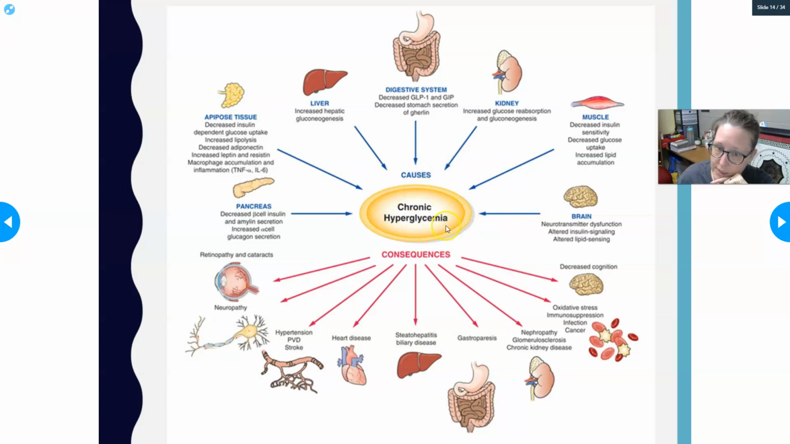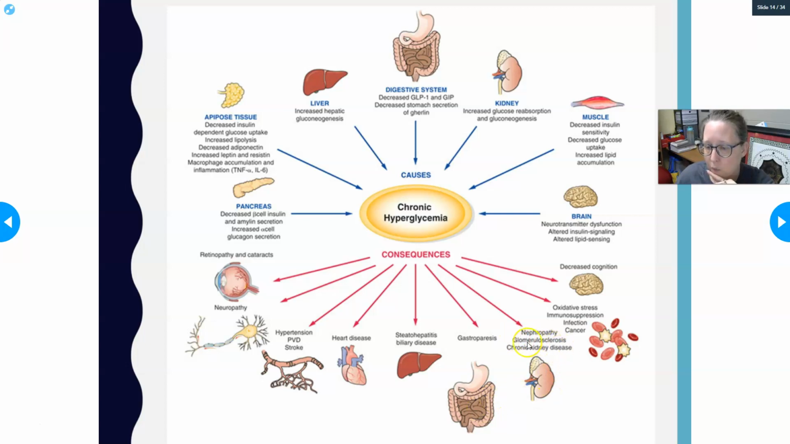So the consequences of having all of these are going to be retinopathy and cataracts, neuropathy, hypertension, peripheral vascular disease and stroke, heart disease, steatohepatitis, which is fatty liver disease, and biliary diseases like gallstones and stuff. Gastroparesis, meaning food is also not moving through the GI system adequately. It's staying behind, fermenting, and doing all kinds of icky stuff.